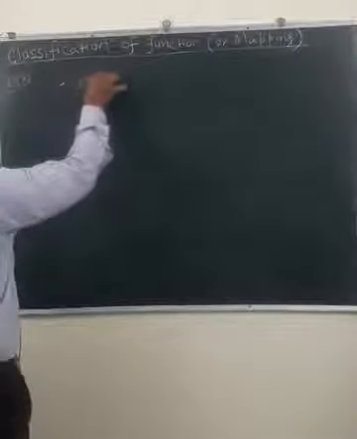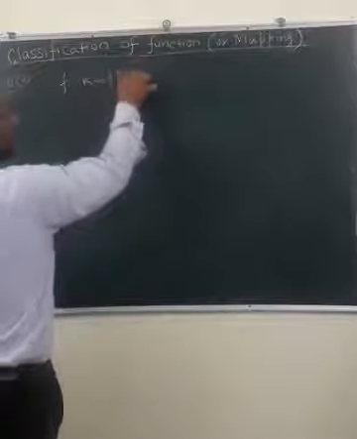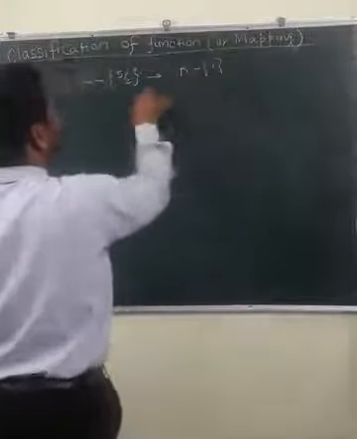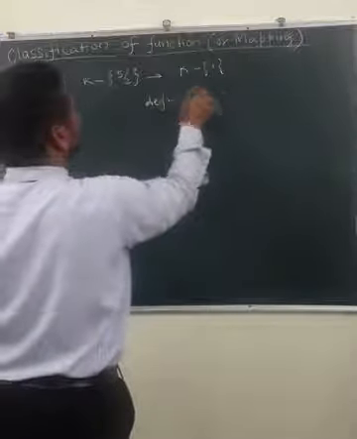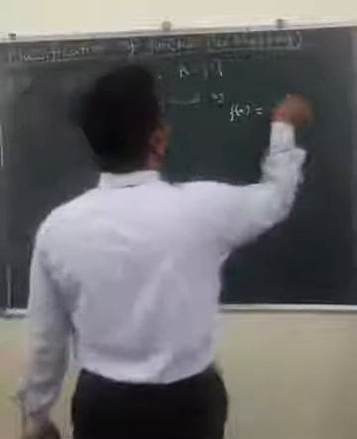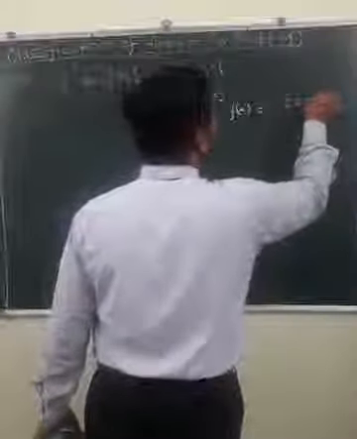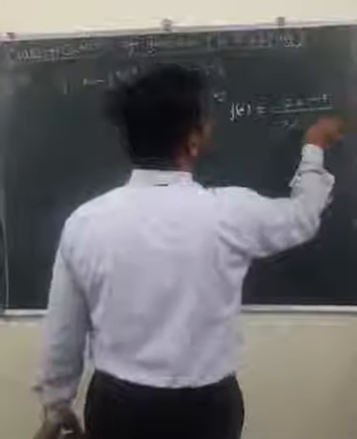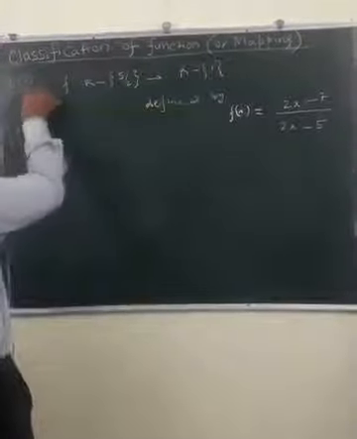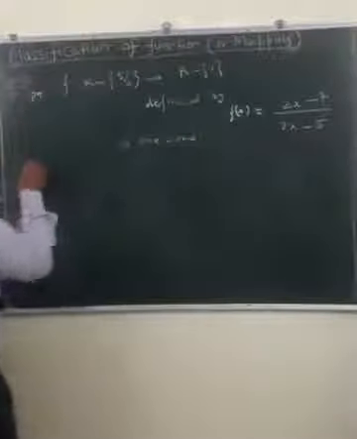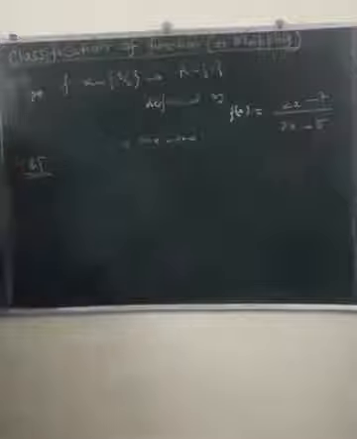Second example: I am taking f from R minus 5/2 to R minus 1, defined by f(x) = (2x minus 7)/(2x minus 5). Prove that this function is one-one. Okay? Then you can try also.